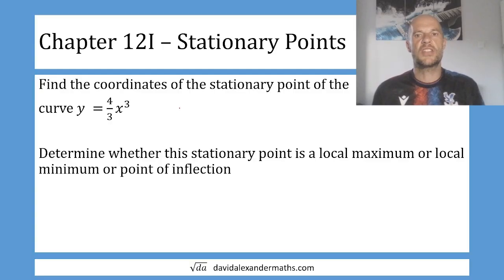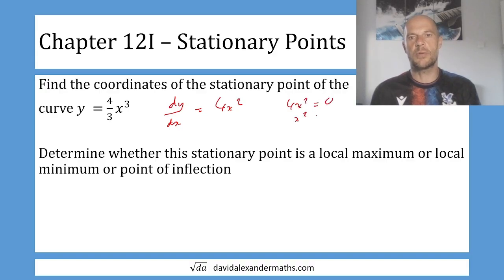Find the coordinates of the stationary point of the curve y equals 4/3 x cubed. So dy by dx is 4x squared. Let's set that to 0. So 4x squared equals 0, therefore x squared equals 0, x is 0. And when x is 0, y is 0. So this is the stationary point.